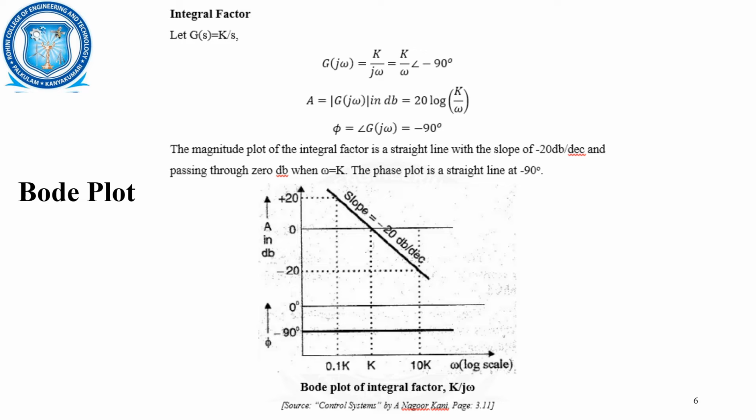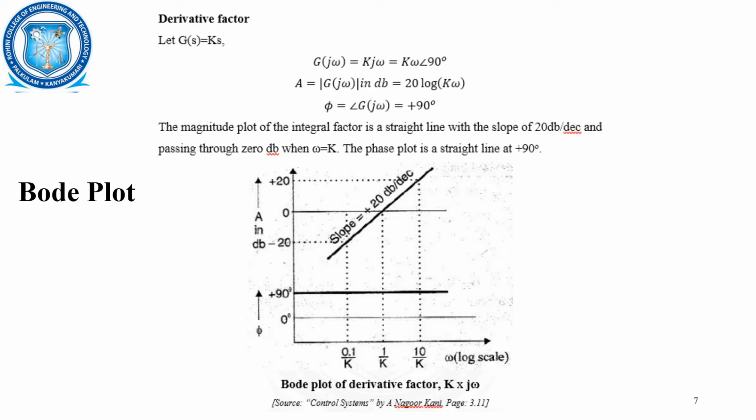So we can see the gain value is 20 log of K by omega, and phi is minus 90 degrees. Since it is a minus 90 degree, the angle is a constant value, and in the graph, the gain is 20 log of K by omega. As omega increases, the slope is decreasing. This is the integral factor. If we consider a derivative factor, it is Ks, so K omega, and since it is present in the numerator, we have plus 90 degrees. So the gain is an increasing one.